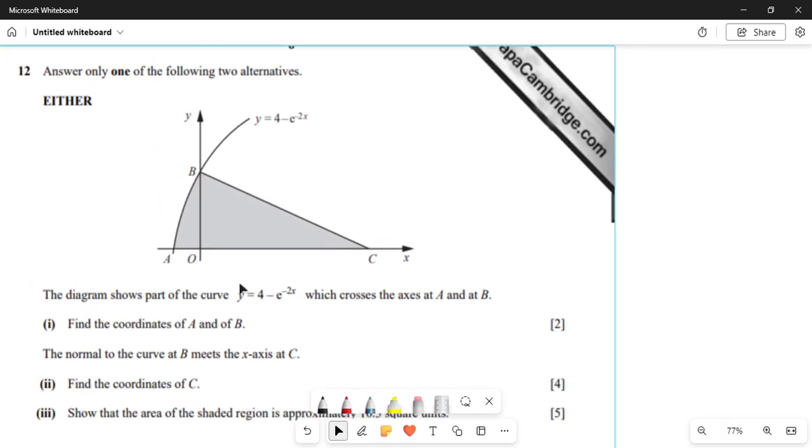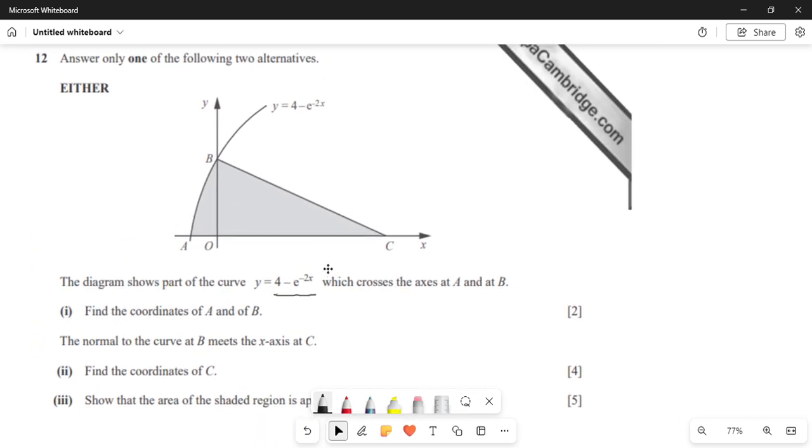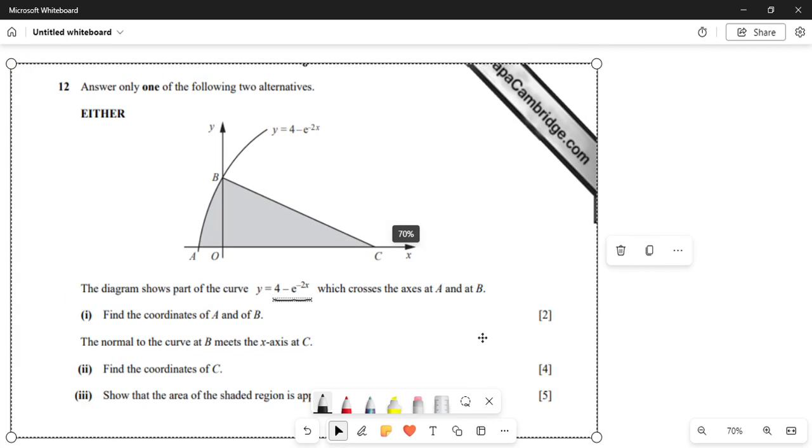The diagram shows part of the curve y equals 4 minus e to the negative 2x, which crosses the axes at A and B. So my first question is, find the coordinates of A and of B. Next, the normal to the curve at B meets the x-axis at C. So find the coordinates of C and show that the area of the shaded region is approximately 10.3 square units. So in this tutorial, I'll be answering all of these questions.